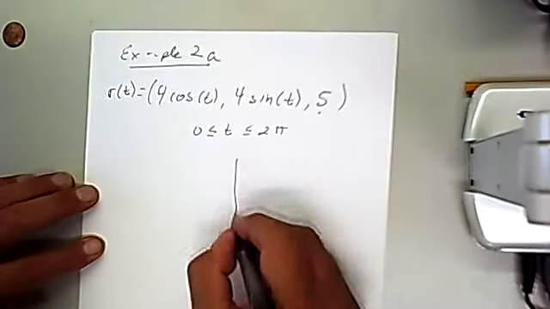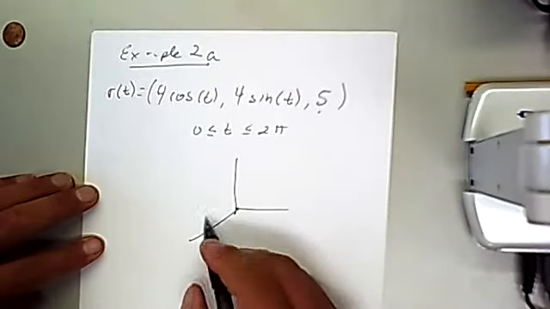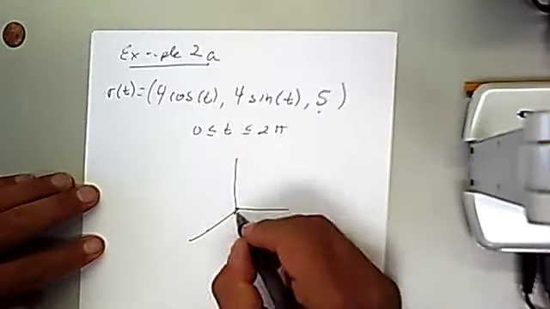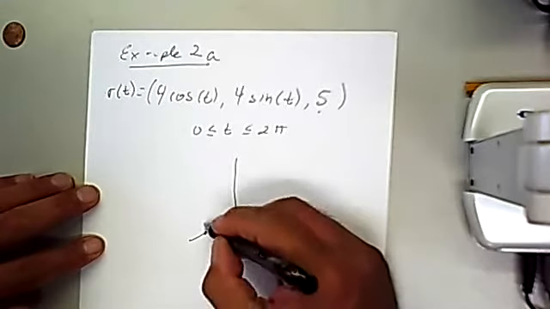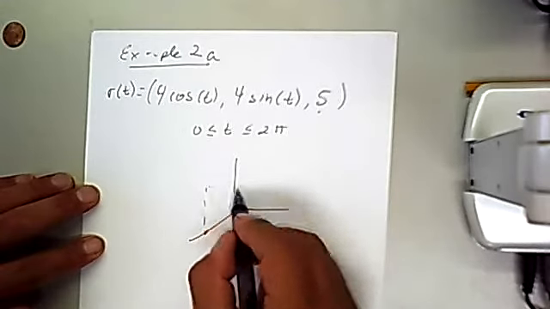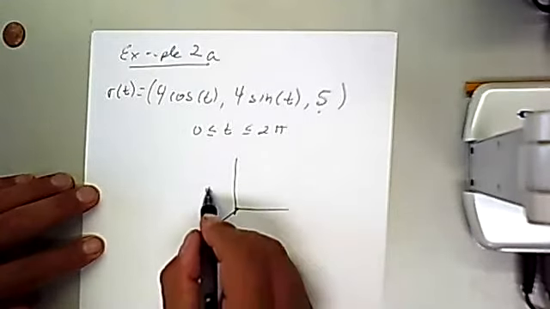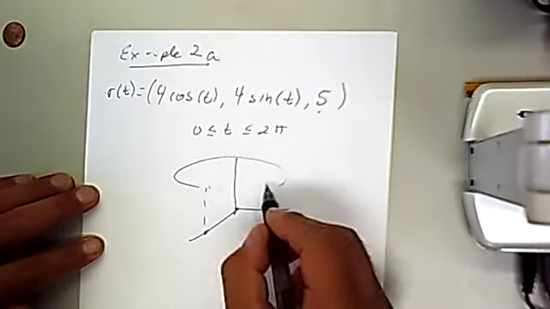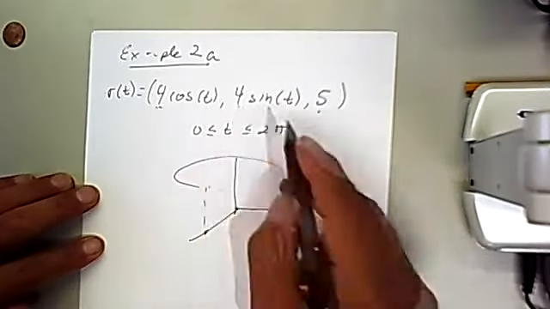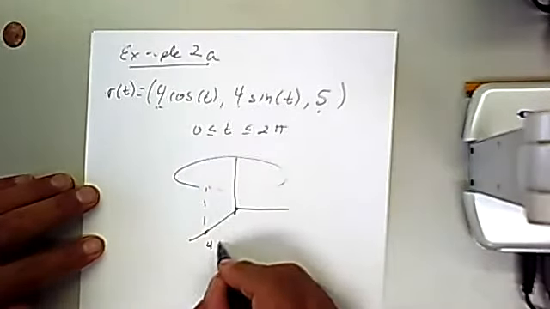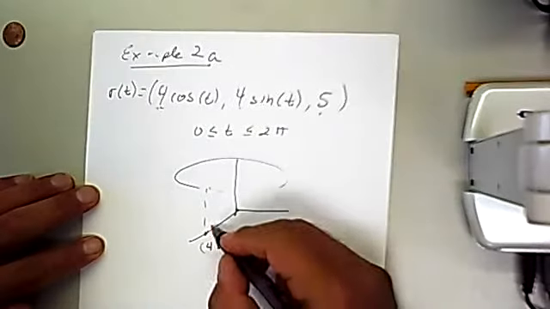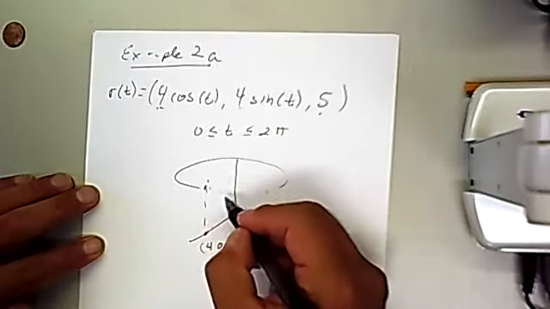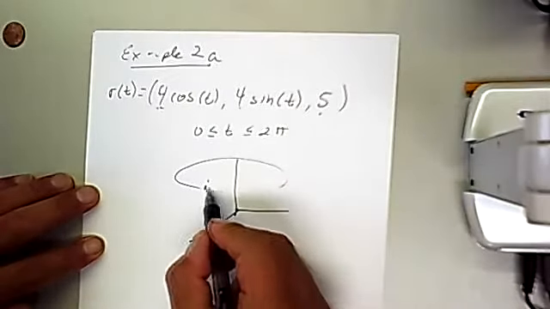And it starts at 4. So this is 4 units, it goes up. That's where the circle starts, and it goes around this way. And the radius is 4. So this point is 4, 0, 0. And then this is up 5 units from where it starts. Oh, it goes in this direction.